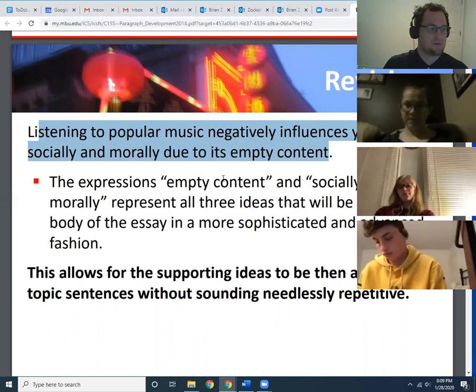So look at the bold there. This allows for the supporting ideas to then be articulated in topic sentences without sounding needlessly repetitive.